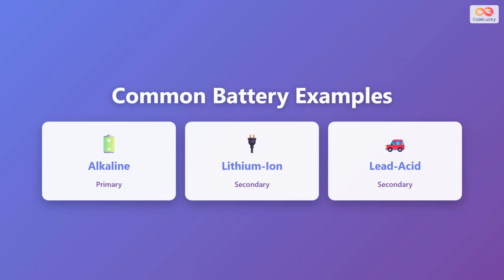Let's look at some common battery types. Alkaline batteries are primary batteries you find in flashlights and remote controls. Lithium-ion batteries are secondary batteries used in smartphones, laptops, and electric vehicles due to their high energy density. Lead-acid batteries are secondary batteries commonly used in car engines to provide starting power. Each type uses different chemical reactions suited to specific applications.